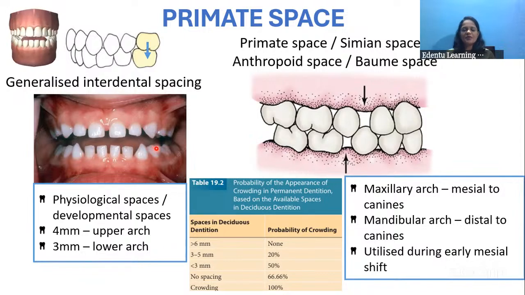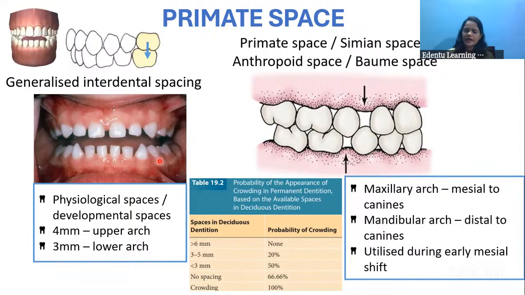This spacing is not a disease or a pathology. This is normal and it is needed. Such spaces are called physiological spaces or developmental spaces. If you measure the spaces in between each tooth, it will usually be 4 millimeters in the maxilla and 3 millimeters in the mandible. So why is this spacing needed?